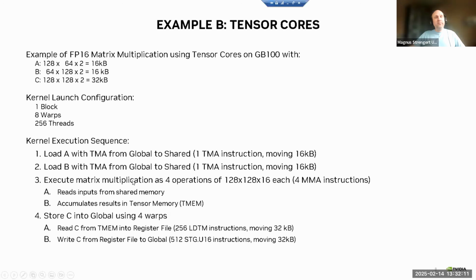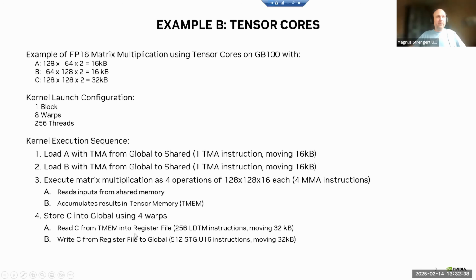Then we execute tensor operations. We execute 4 in here. They all have a size of 128, 128, 16, and this together then builds what we need for this matrix multiplication up here. So we execute 4 MMA instructions. They read their inputs from shared memory, and we allocate and accumulate all of this in the tensor memory that this hardware has. And then in the end, we need to read the result somehow out of this TMEM.